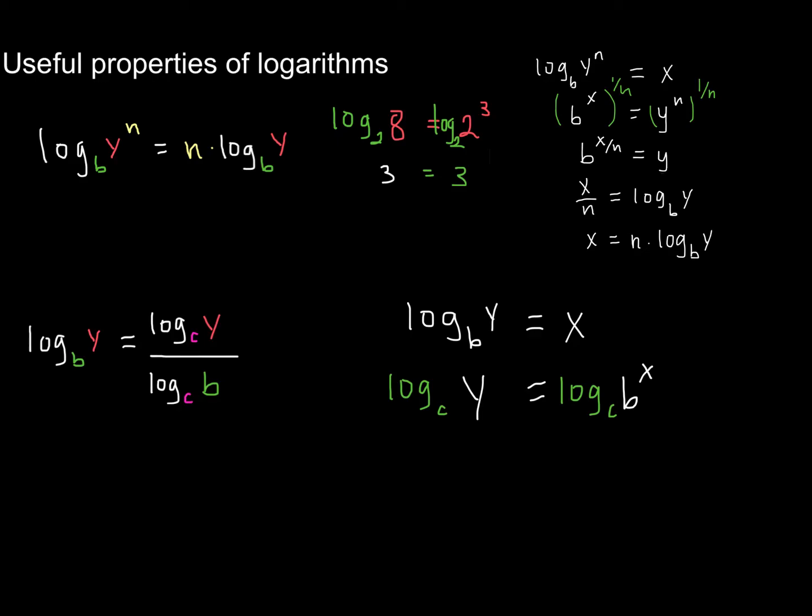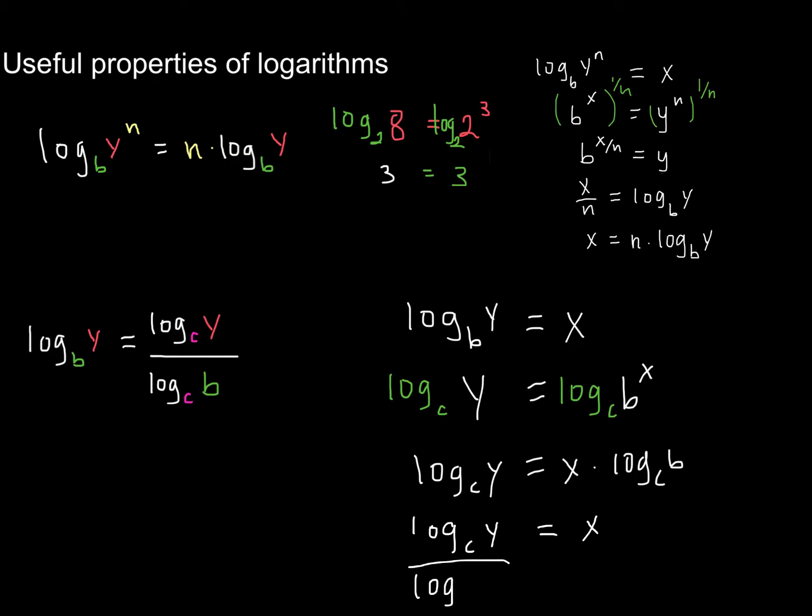So now, looking at the right side, we can use the property that we just learned to simplify this a little bit. Because if I have log base c and my argument is b to the x, I can move the exponent outside. And so I can rewrite this as x times log base c of b. And on the left side, I have log base c of y. Now we're very close to having x solved for. We just need to divide by log base c of b on both sides. And when I do that, I will end up with x by itself. On the left side, I'll have log base c of y divided by log base c of b, which is exactly what we wanted.